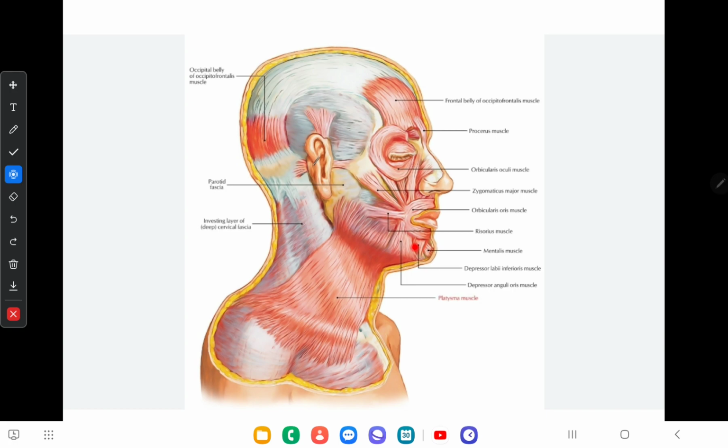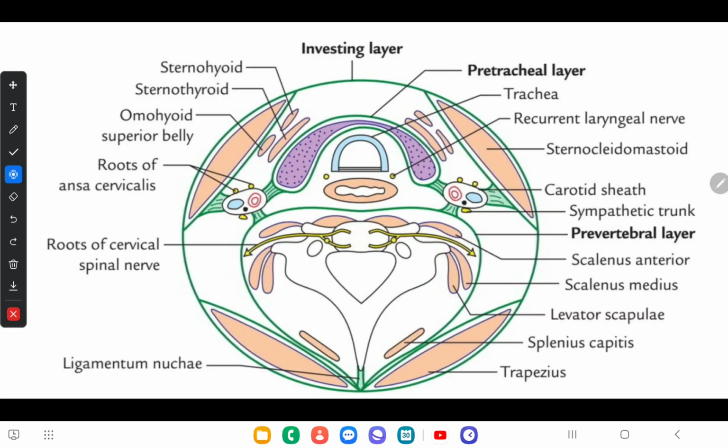Nerve supply is given by the cervical branch of the facial nerve, and the action of the platysma muscle is depression of the mandible and it draws the angle of the mouth in the inferior direction. As you can see here, it depresses the mandible and also draws the angle of the mouth in the inferior direction. So that's all about the superficial fascia of the neck.